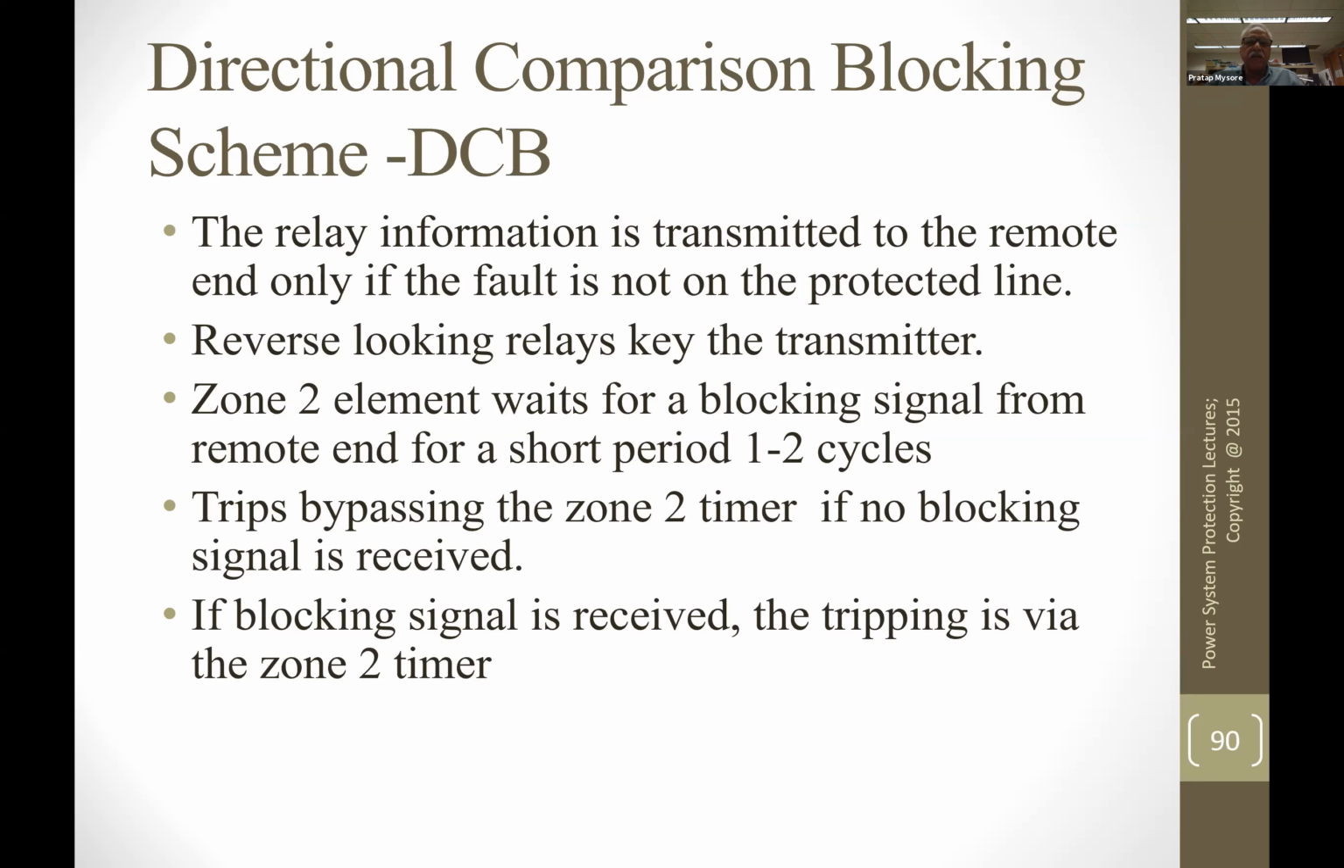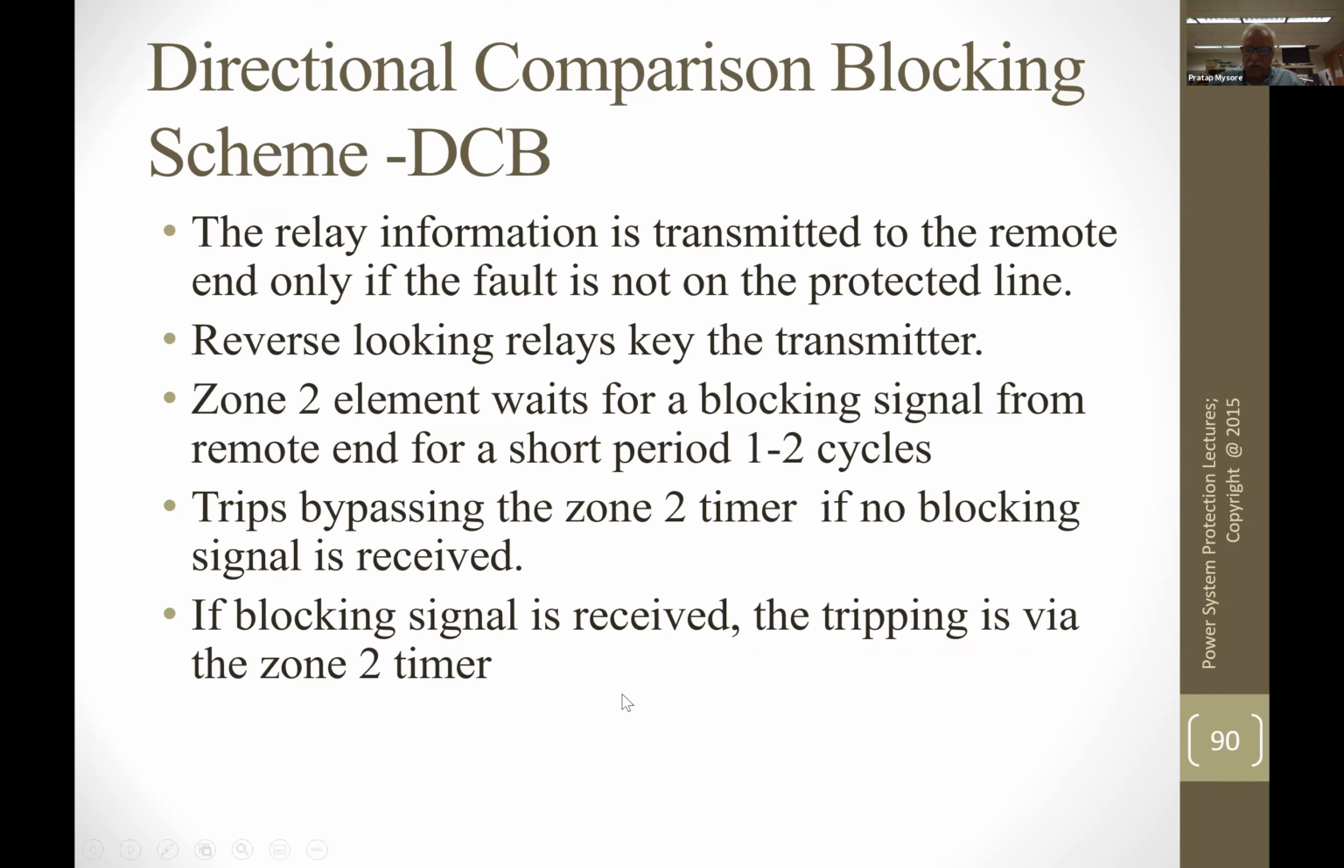So these relays pick up and wait for a signal from the remote end. If it doesn't come within a set time delay, which is 1 or 2 cycles, then it trips the breaker. And if the blocking signal is received within this time, then it delays the protection, telling that it is zone 2.